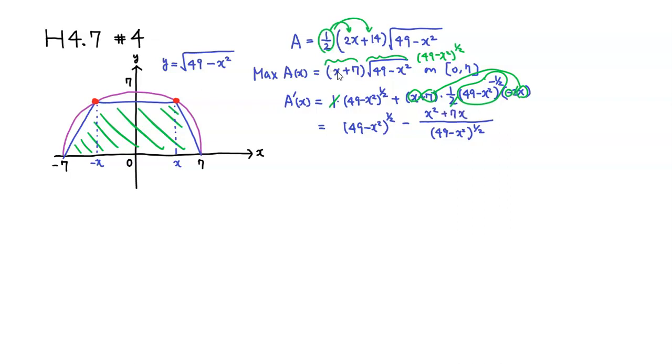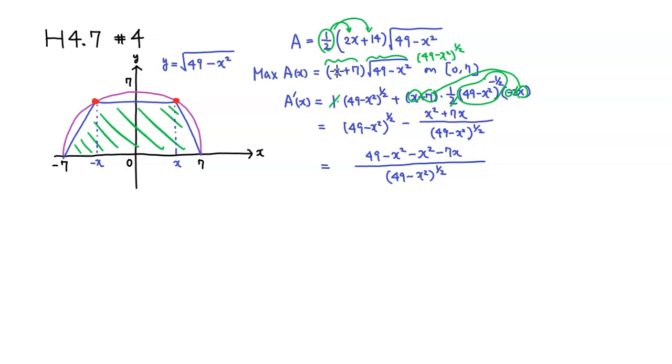All right, then if you combine these together by taking a common denominator, the common denominator is going to be 49 minus x squared to the 1/2 power. You can write a square root if you want. So then the numerator is just 49 minus x squared, and then we have minus another x squared minus 7x.